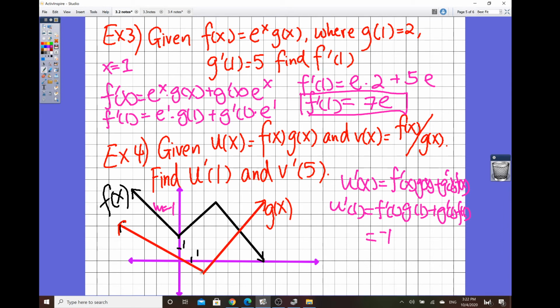So it's negative 1. What about g of 1? So g of 1, that means we just want to find out the position, the y value. So g of 1 is somewhere over here. Looks like that one is what? Negative 0.2.